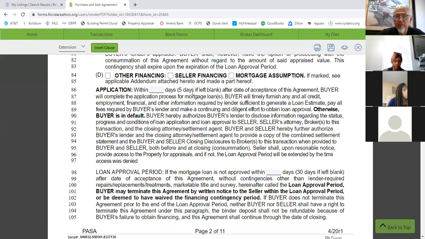Application will be within 5 days if left blank after the acceptance of this agreement, and this is guaranteeing that they're going to go and actually apply for a mortgage. You don't do anything to this if they're paying cash. Okay.